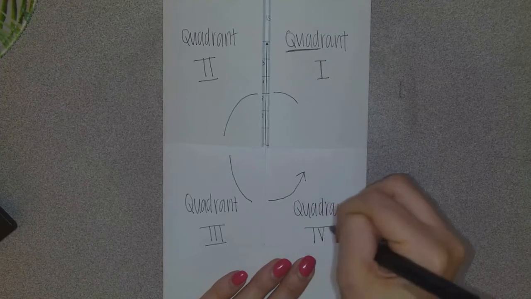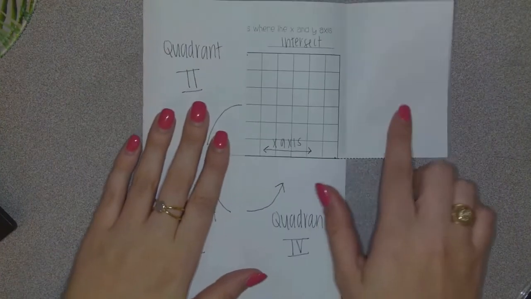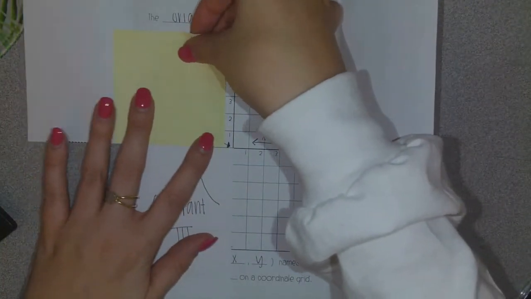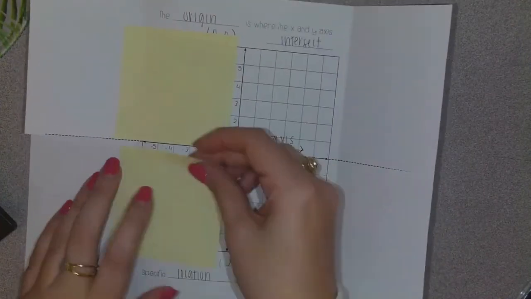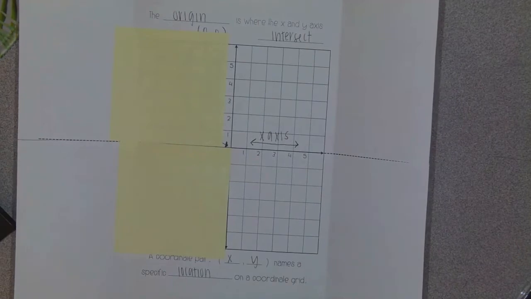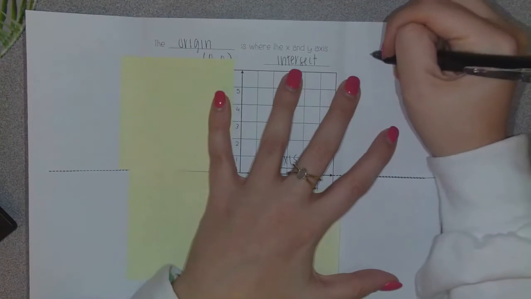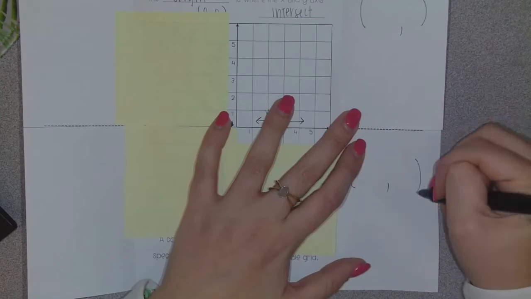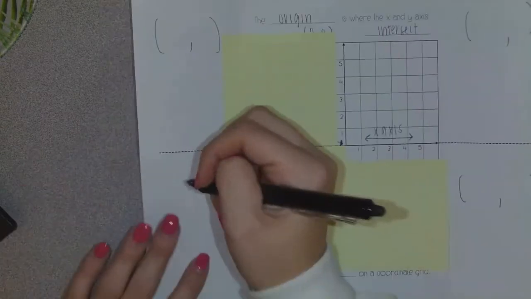Now, each quadrant has some specific characteristics that make it easy to identify the points that live and exist in that quadrant. So we're going to start with quadrant 1. I'm going to open it up a little bit, but I'm also going to use my sticky notes to cover up everything except for quadrant 1. Let me get my sticky notes out and ready. Okay. And just to kind of add some notes here, I'm going to go ahead and put my parentheses and my comma on each of them because we're going to look at what are the characteristics of each of our quadrants.